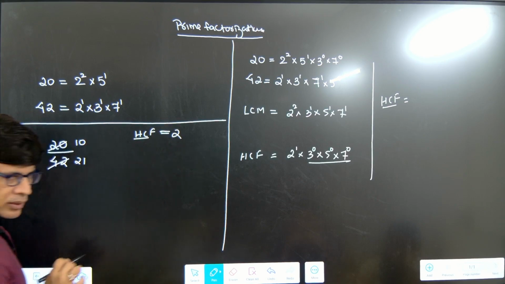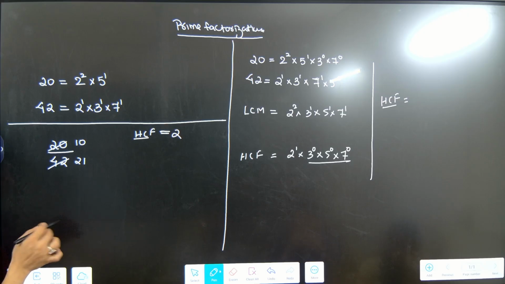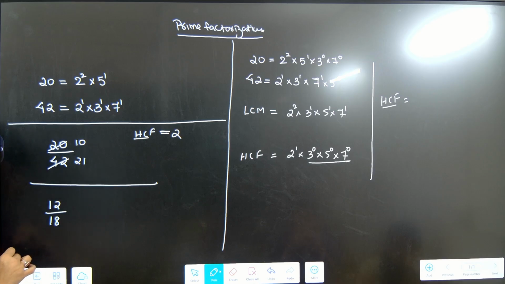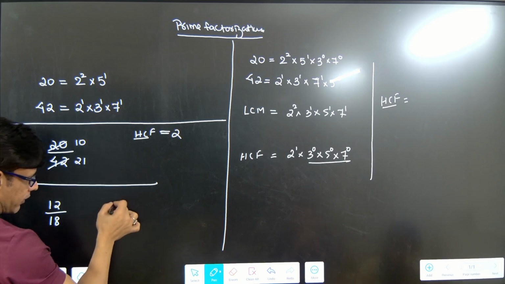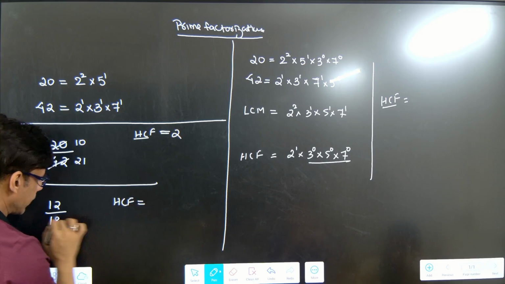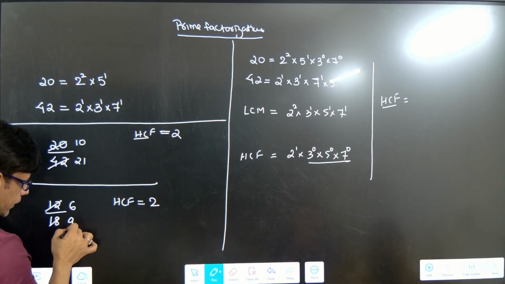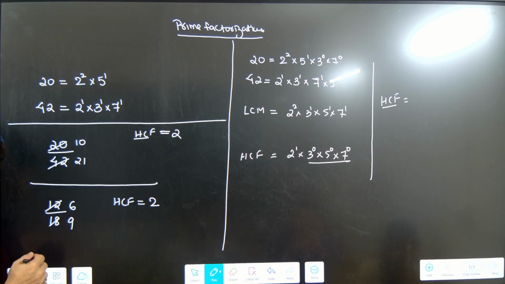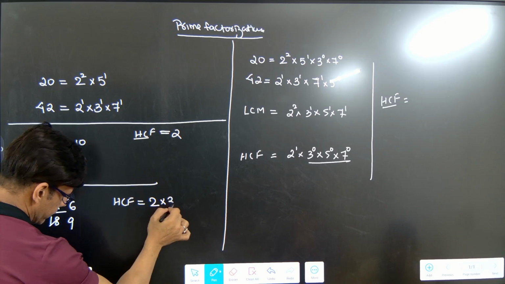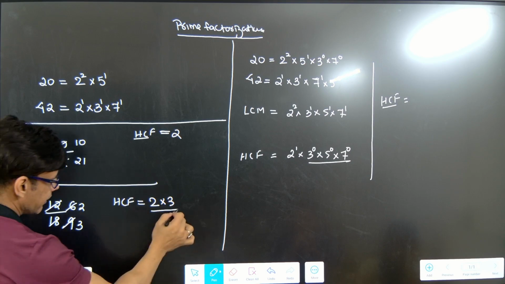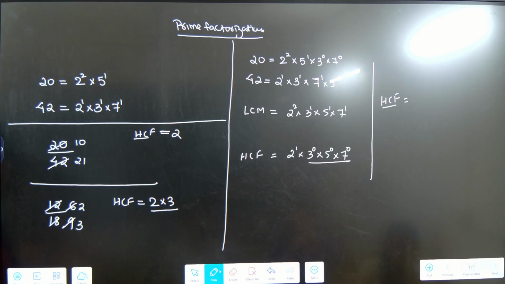Right? Clear? Whatever number can cancel both is your HCF. For example, let's say I have 12 and 18. To find the HCF, which number can cancel both? Let's cancel with 2. Write 2 here. After that we have 6 and 9. Then which number can cancel? 3. So 2 into 3, and 3 twos are 6, 3 threes are 9. So HCF is 2 into 3, which is 6, and LCM will be another 2 and 3. Now the HCF part is clear.